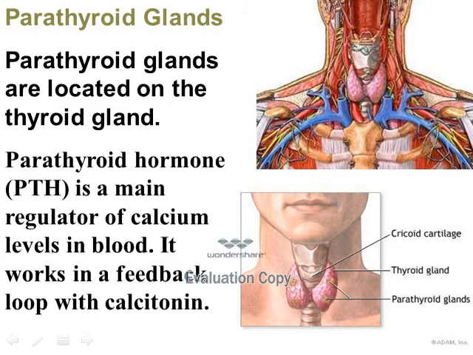Who would have thought that a gland on your neck could make your skeleton shrink? But that's what the parathyroid glands can do. They're associated with the thyroid gland. They're a major regulator of calcium in the bloodstream, working in a feedback loop with the hormone calcitonin.